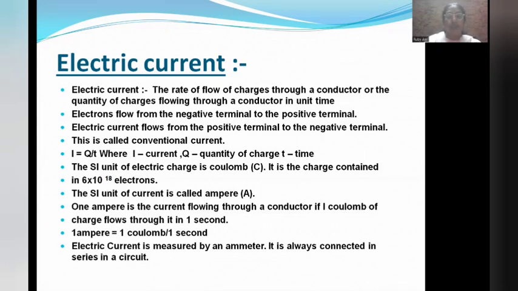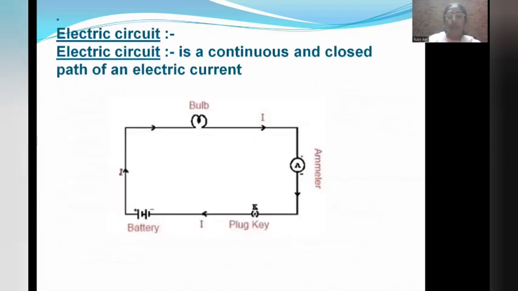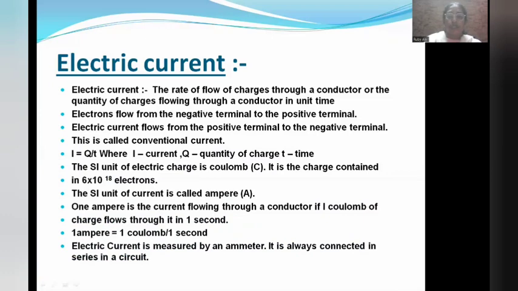The path which allows the flow of current is called the circuit. The circuit can be open and closed. Now, the closed circuit means it allows the flow of current, and an open circuit means it stops the flow of current. Current is given by the formula charge upon time.